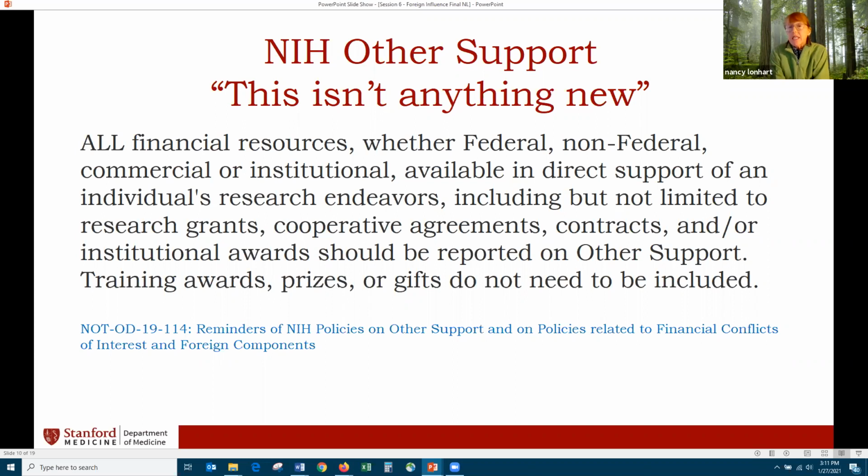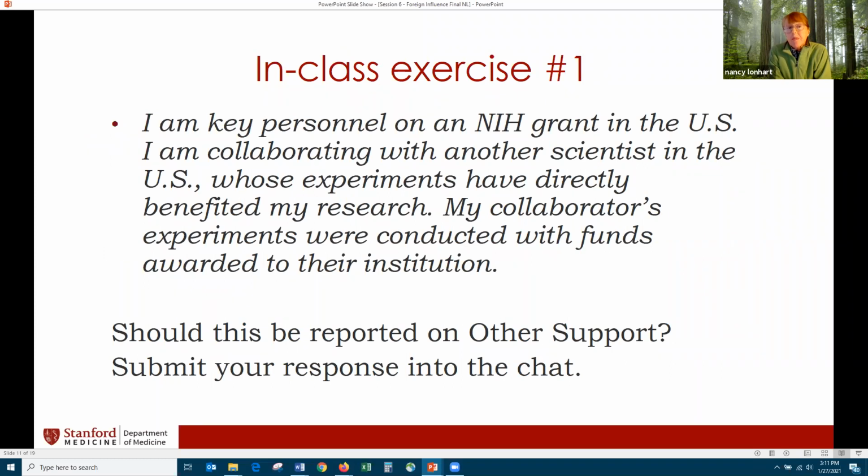So in moving to our class exercise on the next slide, here is our question. I am a key personnel on an NIH grant in the US, and I am collaborating with another scientist in the US whose experiments have directly benefited my research. My collaborator's experiments were conducted with funds awarded to their institution. My question to you is, should this be reported on other support? And if you could just go ahead and put your answer into the chat.